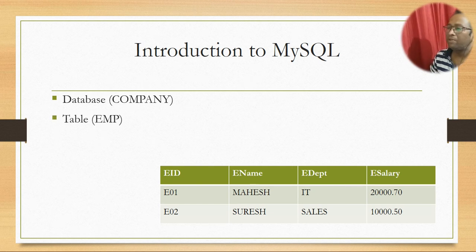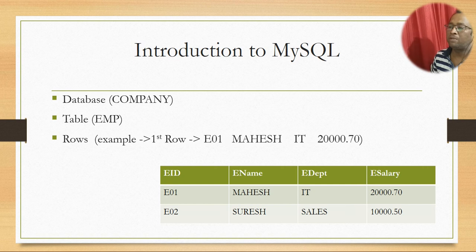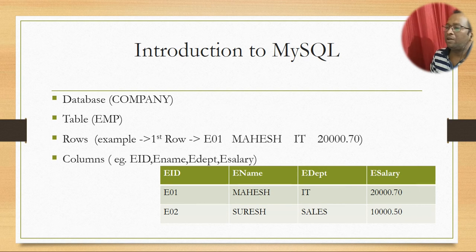And you can see here I have created a company database, and one table is called the EMP table. Every table has rows and columns. For example, you can see here I have created EID, name, department, salary, and every column has some values. You can say employee ID, employee name, department, salary. These are the column names. Every column has its values.